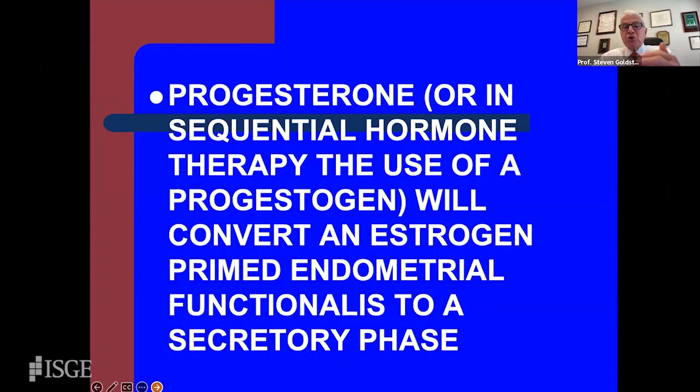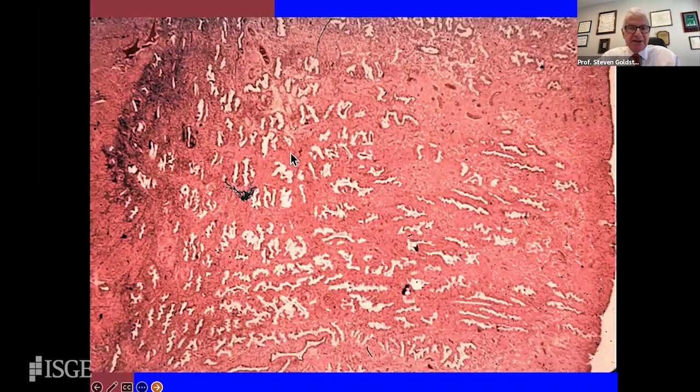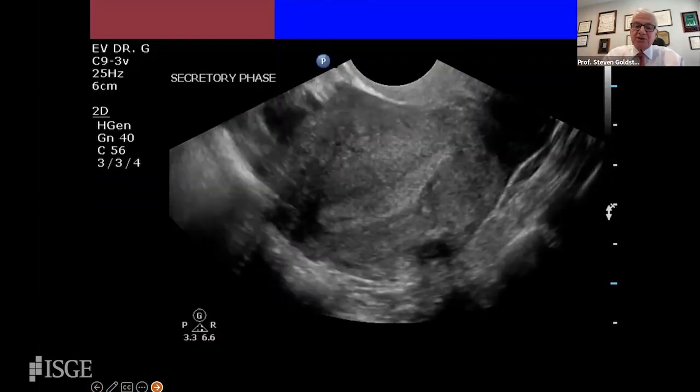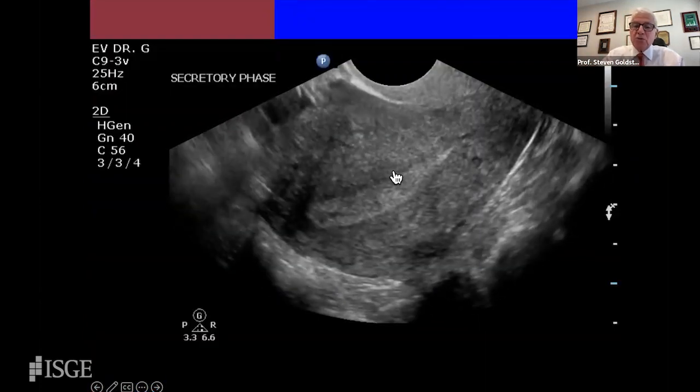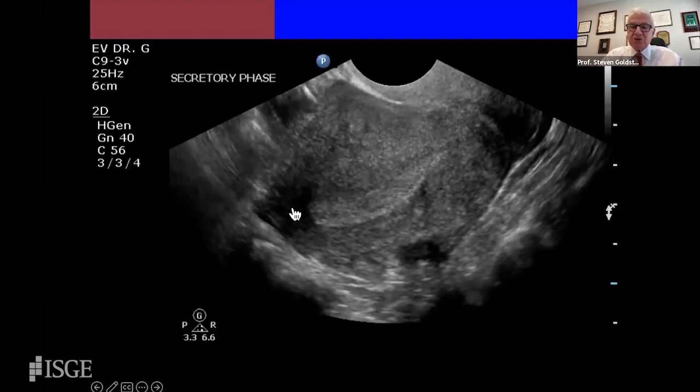Progesterone, or in sequential hormone therapy the use of a progestogen, converts this estrogen-primed functionalis to a secretory phase. Secretory endometrium appears thick and echogenic on transvaginal ultrasound. You can see in this hysterectomy specimen, the glands line up in a very linear fashion. So when we look at these with ultrasound, we get this homogeneous echogenic endometrium in the secretory phase of the cycle.